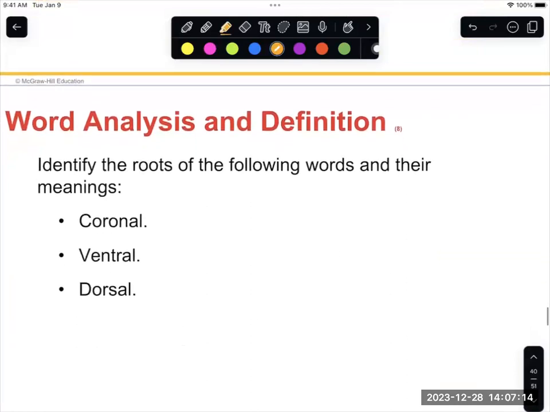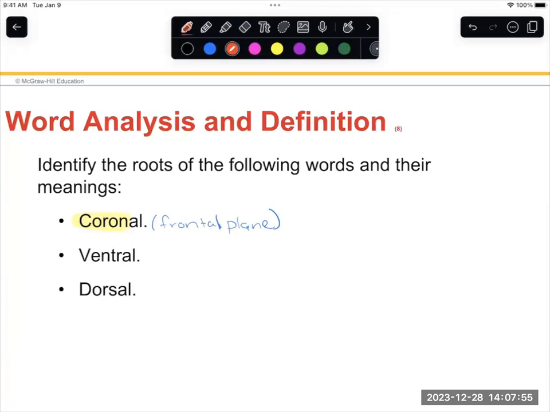So let's look at the roots of the following words and their meaning. So we have coronal. Corone means crown. So it's a vertical plane dividing the body into anterior and posterior portions. Coronal is the same as from that picture above, that frontal plane. It's the same thing, it's just a different word for the same thing.